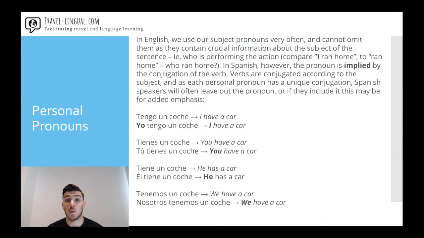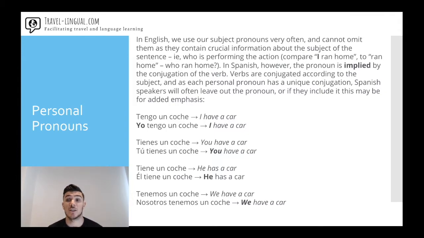In English, we use our subject pronouns very often, and we cannot omit them as they contain crucial information about the subject of the sentence. For example, who's performing the action? Compare I ran home to ran home. We wouldn't know who ran home. It has to be I ran home, you ran home, he ran home, etc.